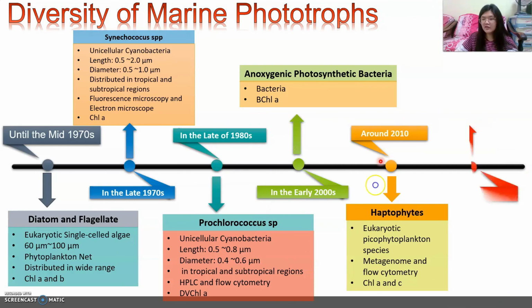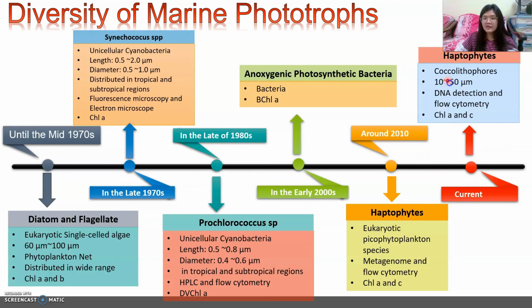Lastly, for right now, currently, haptophytes are the producers. They include coccolithophores, with a cell size of 10 to 50 micrometers. They can be detected by DNA detection and flow cytometry. They contain chlorophyll A and C.